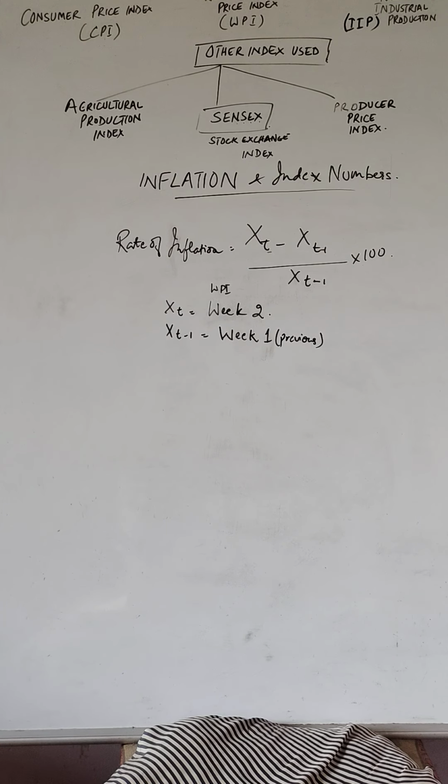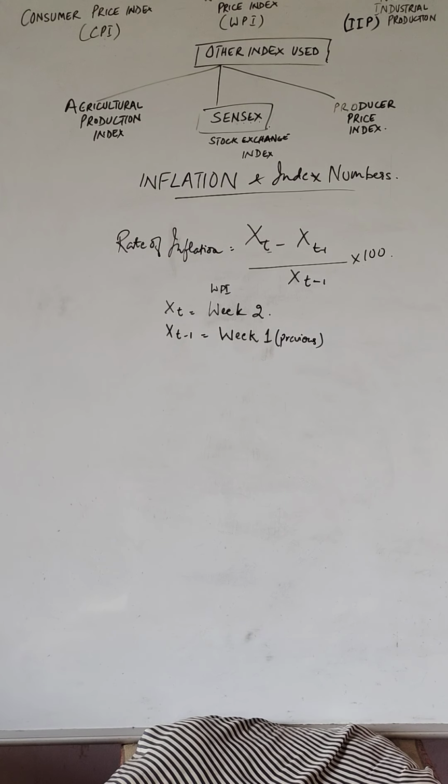Now, inflation is measured as a percentage increase in the general price level. Like from 100 in say 2019 to 120 in 2020. What does it imply? That if it's 120, it implies a 20% increase in the price level during the period of 1 year.